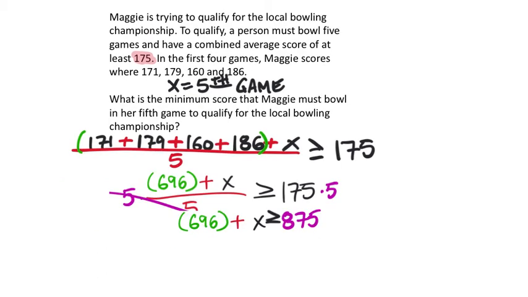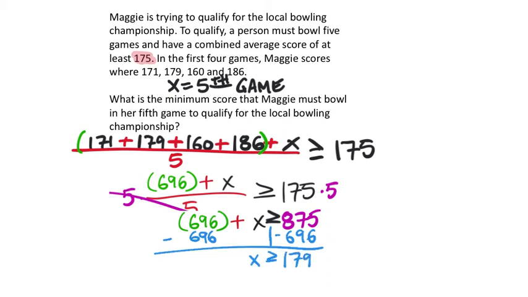And then the final thing I need to do here is to subtract 696 from both sides. And this will tell me the lowest score that Maggie can get on this 5th game right here. So 875 minus 696. When I put that in the calculator, I get a 179.